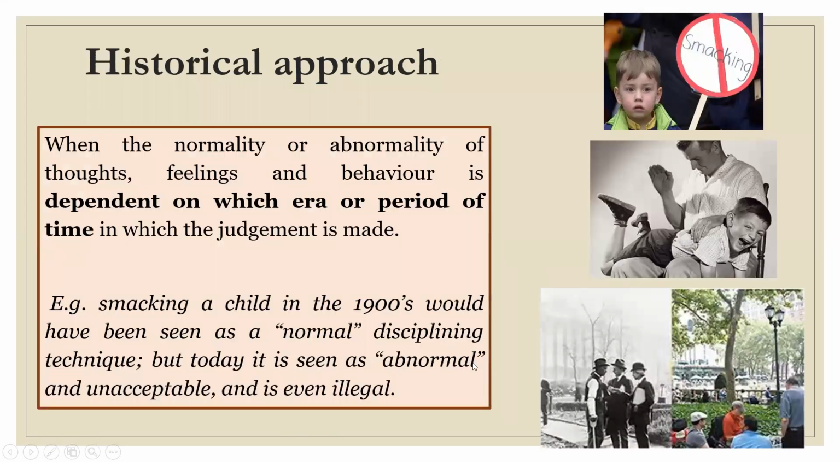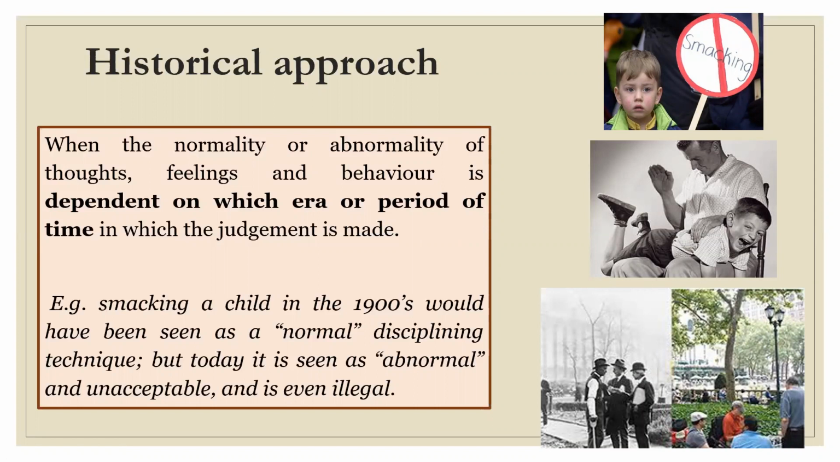The historical approach is basically talking about the idea that at some point in history, or in some era, certain behaviors, thoughts, or feelings might have been considered normal, but in a different historical period, those behaviors would start to be seen as abnormal, or not typical. So one example we can talk about is parenting disciplining techniques, and even student disciplining techniques.